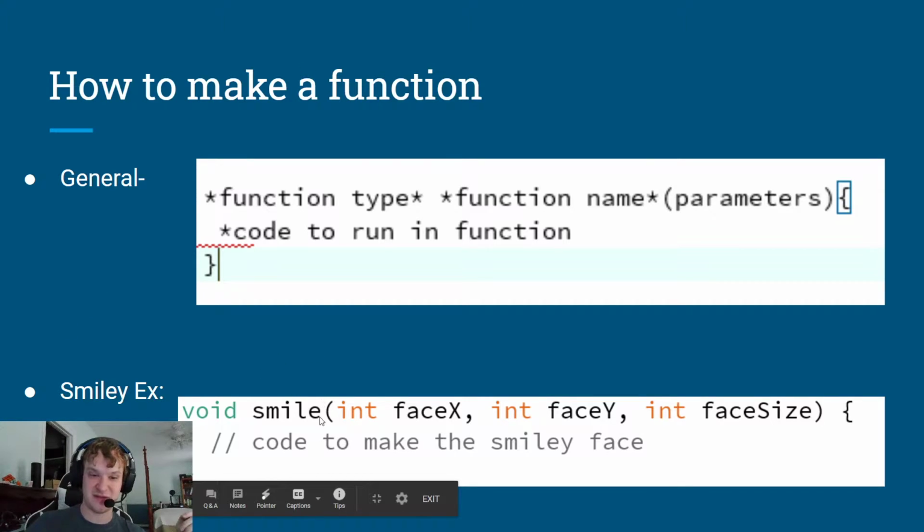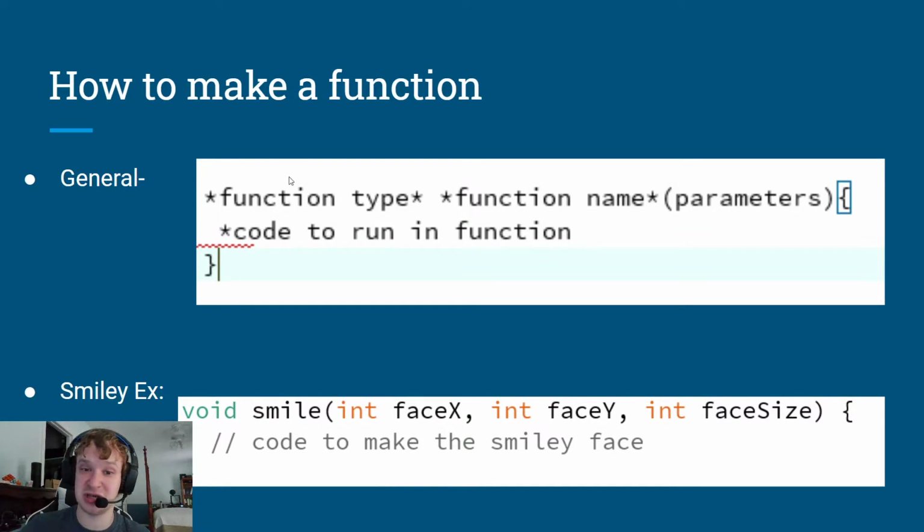Well, I have a very specific example here, in this case for my smile, but here's a more abstract template for making a function. The first thing you need is the function type. We will talk more about that in a bit. We also need the function name. That's just like a variable name.